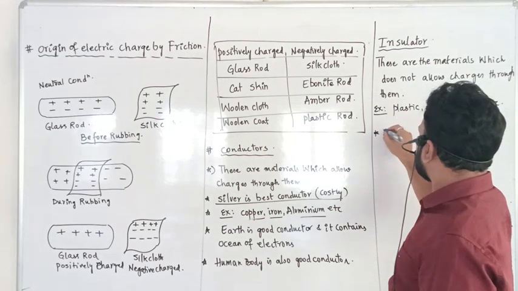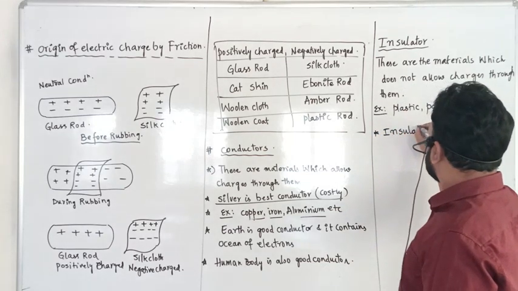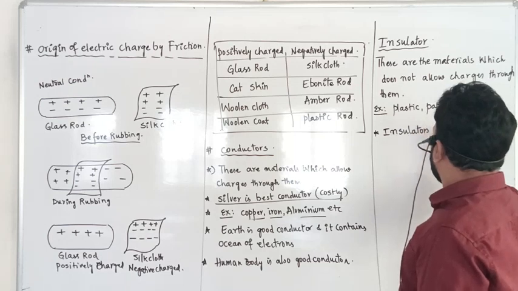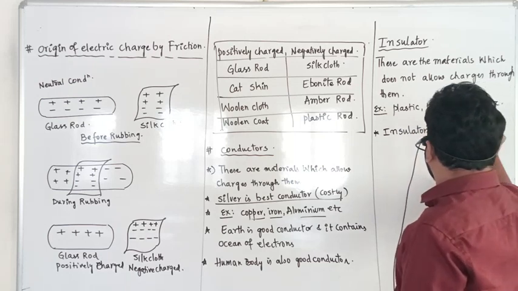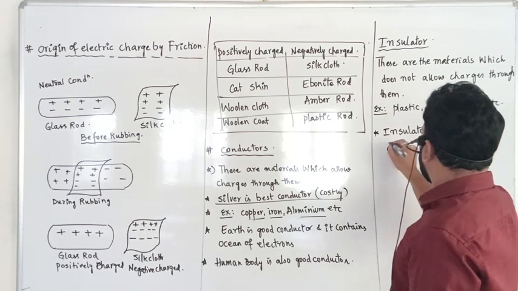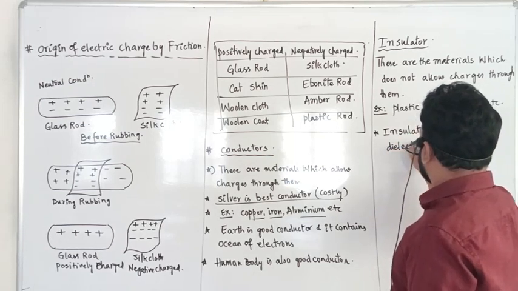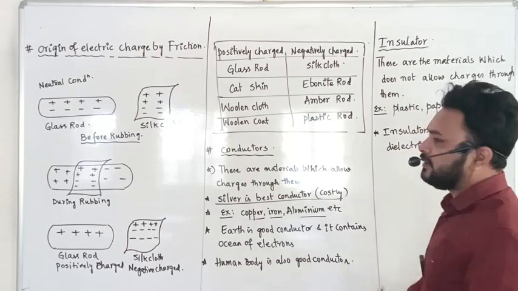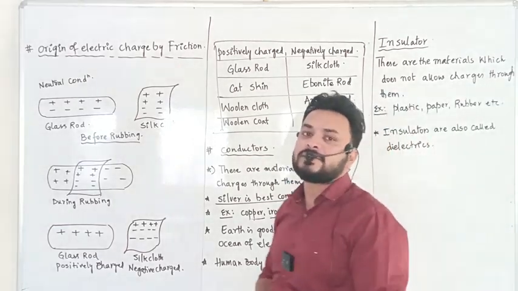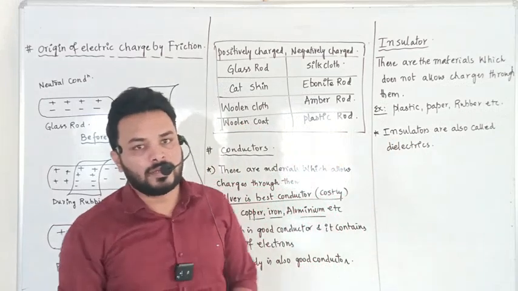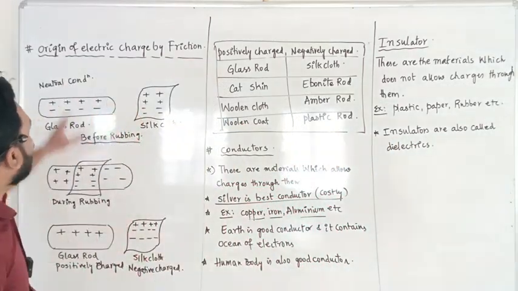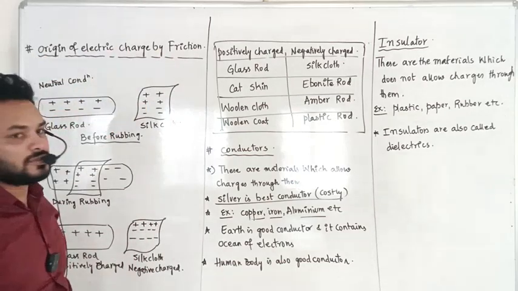Insulators are also called dielectrics. We call it an insulator, and we also call it a dielectric. Understood? So what we have seen: what do I mean by origin of electric charge by friction?